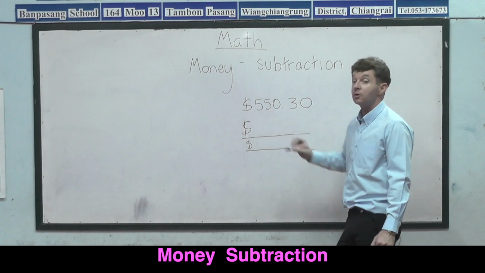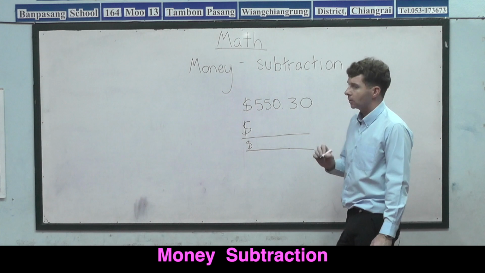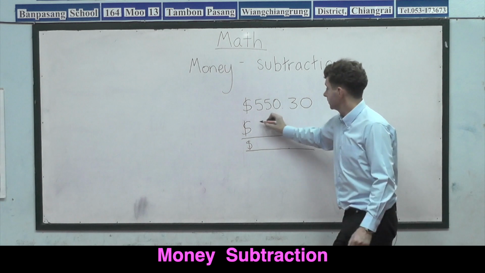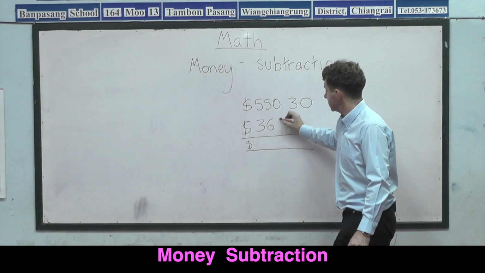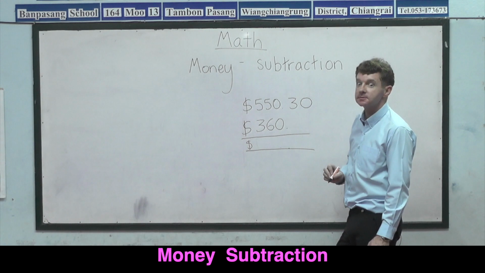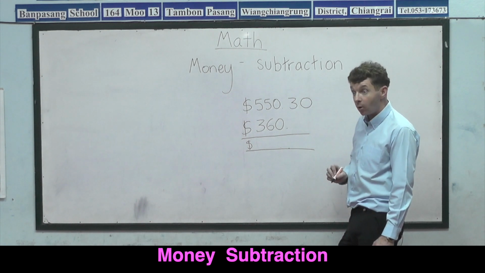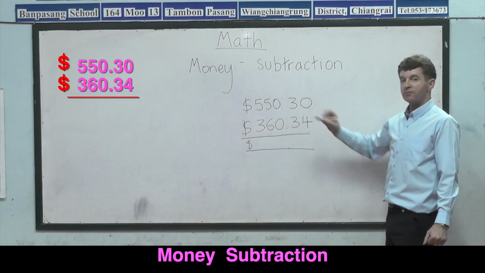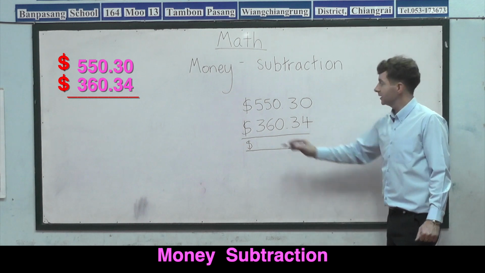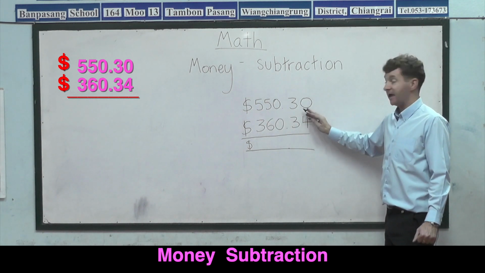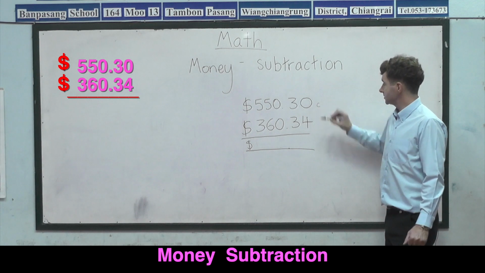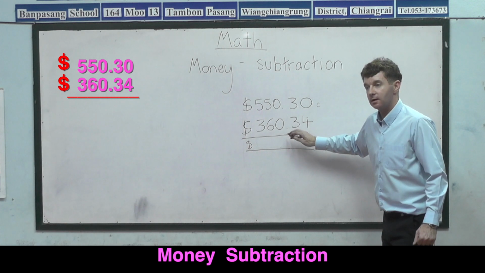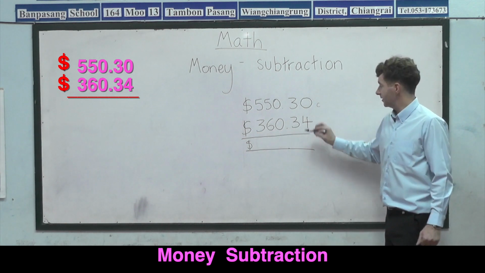Now how much money will we spend? 700. It can't be more than what we have to spend. 360. How many cents? 34. Okay. 550 dollars, 30 cents, minus 360 dollars, 34 cents.